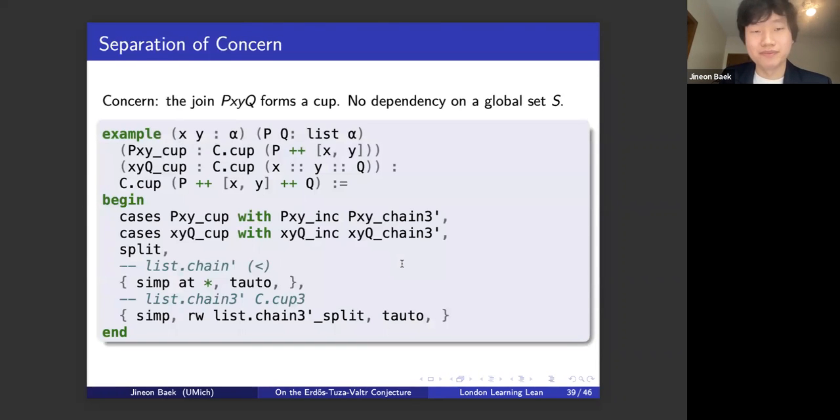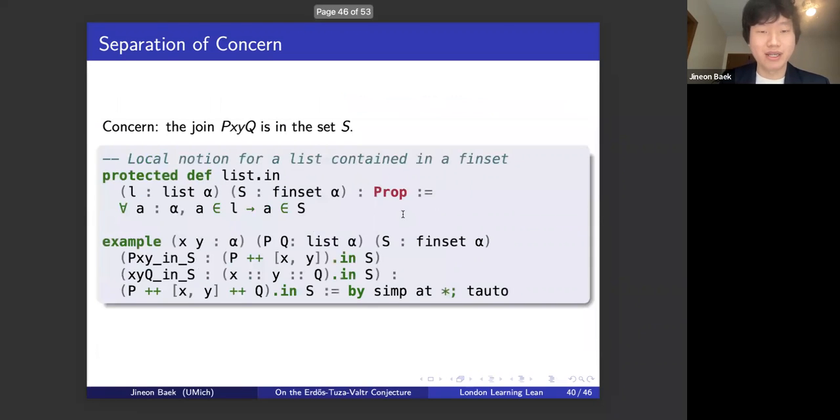So the join PXYQ forms a cup in my definition. And in the proof here, note that there's no dependency on a global list S. There's no mention of S. And whether they form a cup is just really about using chain prime and chain 3 prime. So just a bunch of simple lemmas deals with all that. And another concern that I separated is that the join should be in the set S. And for that, I devised a local notation.